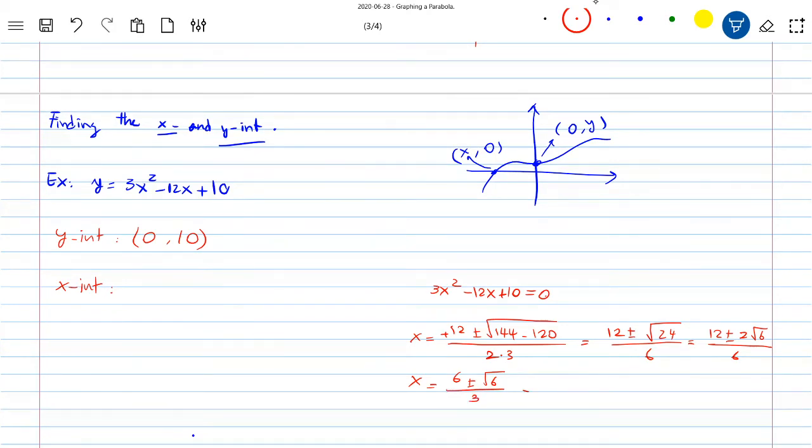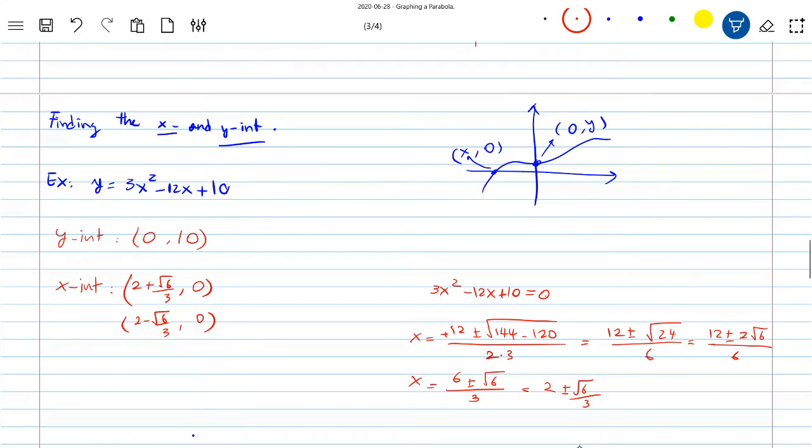You can split it if you want and say this is 6 divided by 3 is 2, plus or minus square root of 6 over 3. That's how you can write this. So what is the x-intercept? 2 plus square root of 6 divided by 3, and y value is 0, and 2 minus square root of 6 divided by 3 and 0.